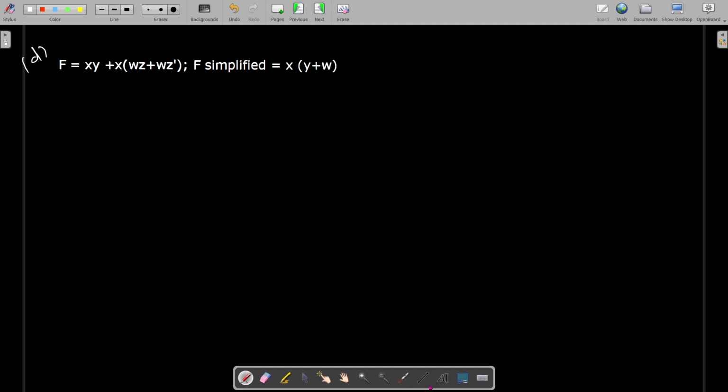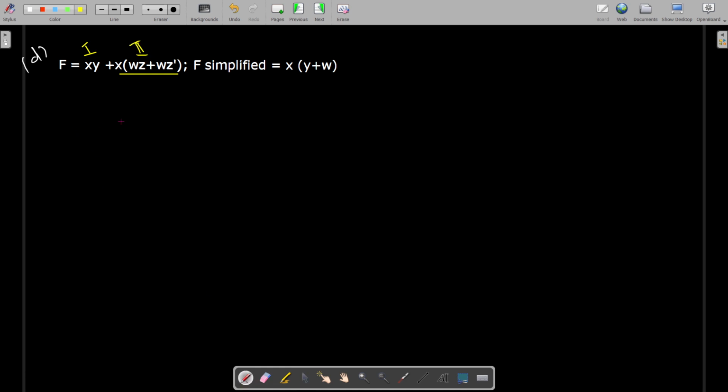In this, we have the function F is xy plus x into wz plus wz dash. Okay, so here how many terms do we have? Only two terms. This is the first term, and this x multiplied or ANDed with wz plus wz dash is our second term.